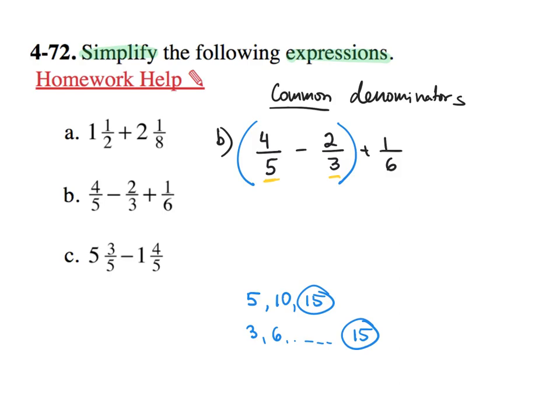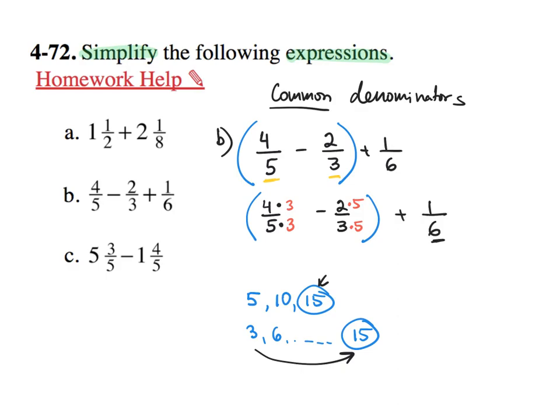Copying the 4/5, I'm going to change the 5 into 15. We're going to multiply by the giant 1, in this case 3/3. And then the 3 you have to multiply by 5. Let me copy it down. Now you will have a common denominator. Again, I'm separating my work by using parentheses before I add the 1/6.